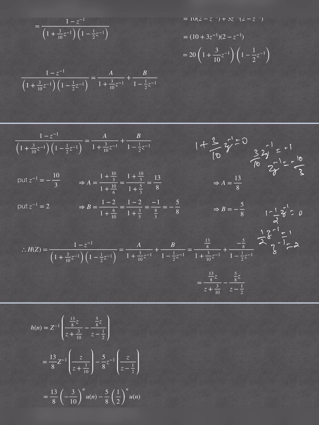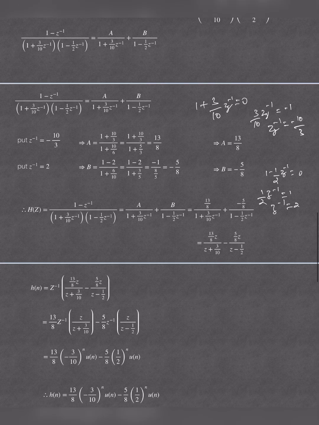Now if you take the z transform, this is H of z, right? So when you want to find the impulse response h of n, take the z inverse. If you want to take it for H of z, that will be z inverse of this term. So you take this 13 by 8 out, so z inverse of z by z plus 3 by 10 minus 5 by 8 into z inverse of z by z minus 1 by 2. So I hope you get this concept, right?